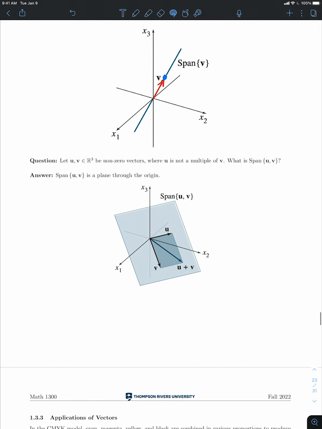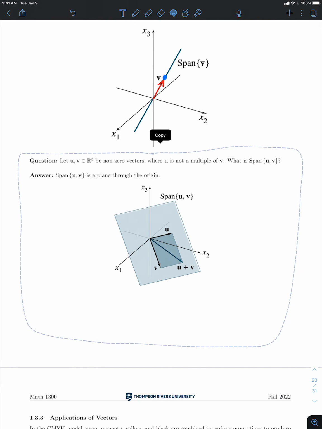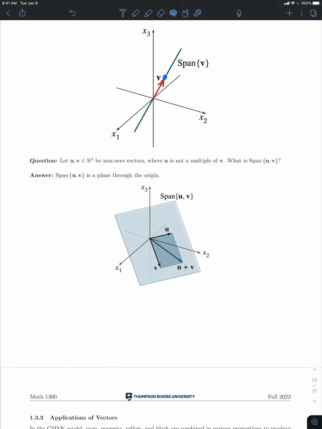In 3 dimensions, when you take the span of 2 vectors, well, that's when things really get interesting, especially when those 2 vectors are not simply scalar multiples of each other. So let's start at the beginning here and set things up. We've got 2 vectors that are both three-dimensional vectors. We'll call them u and v. We're going to make some assumptions here. We're going to assume that they're non-zero, and we're also going to assume that neither of them is a scalar multiple of the other. So it's enough to just say that u is not a multiple of v.